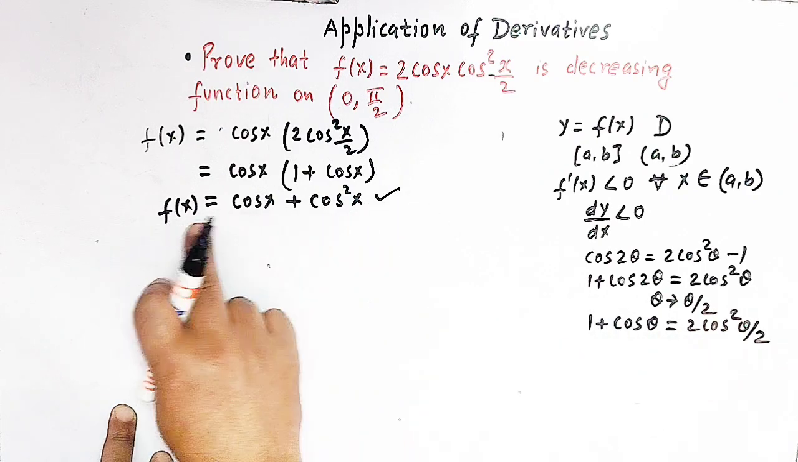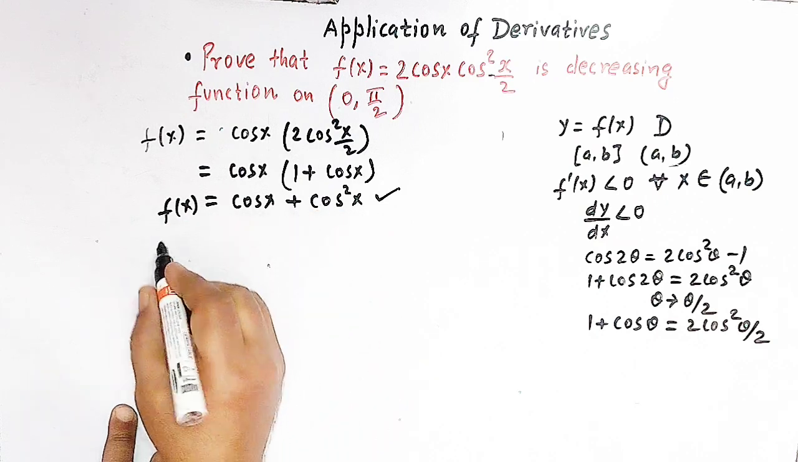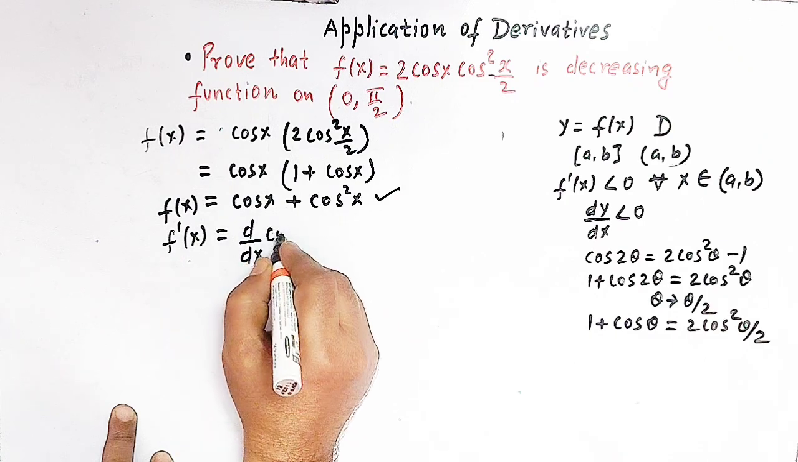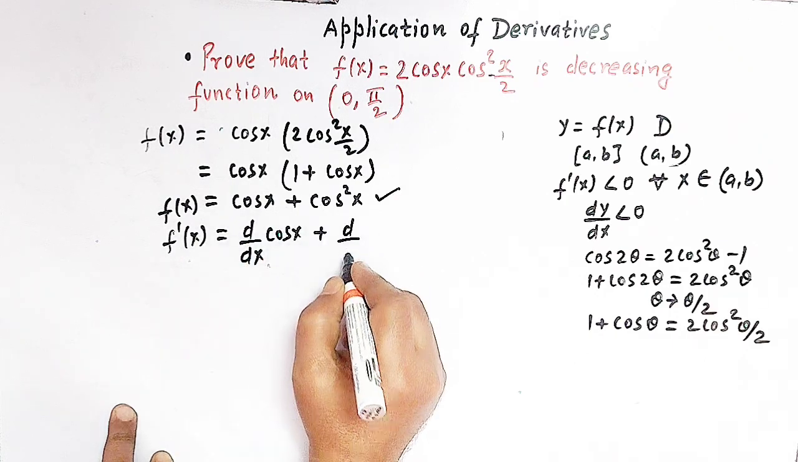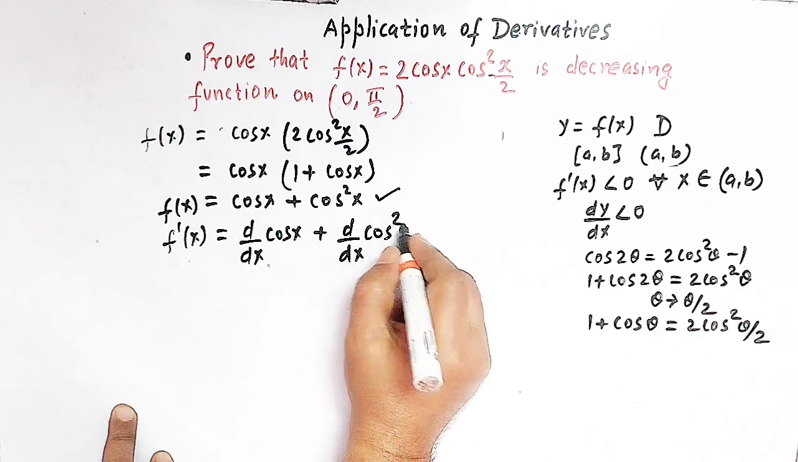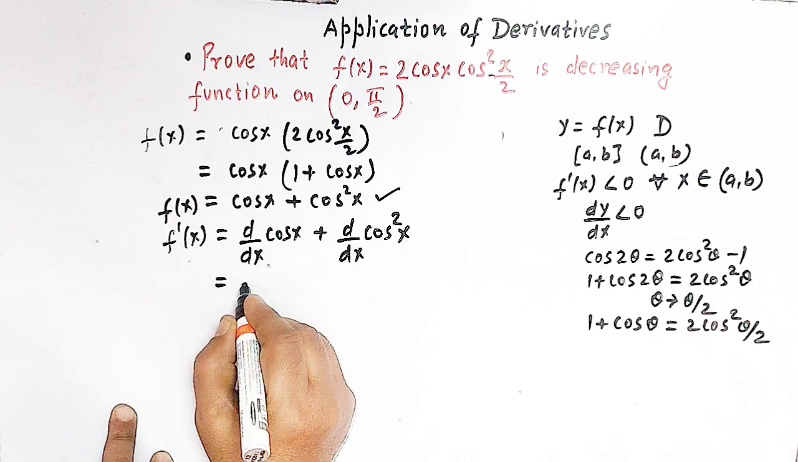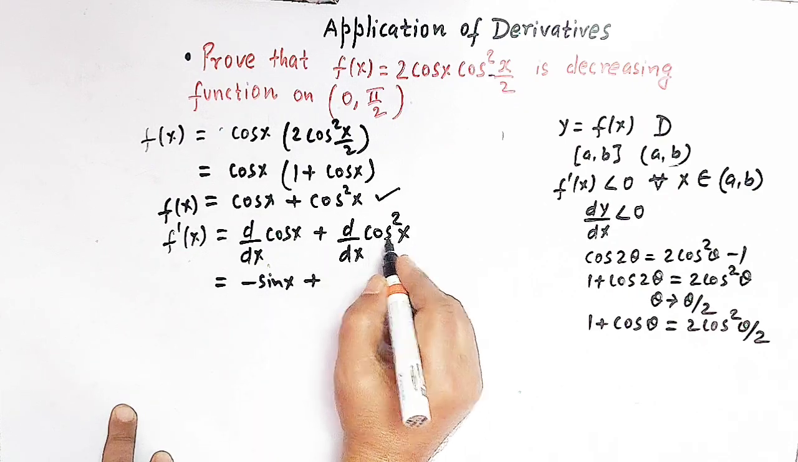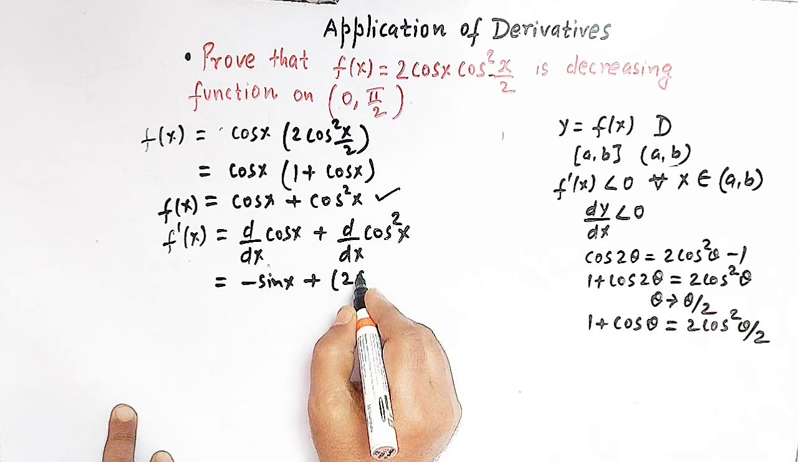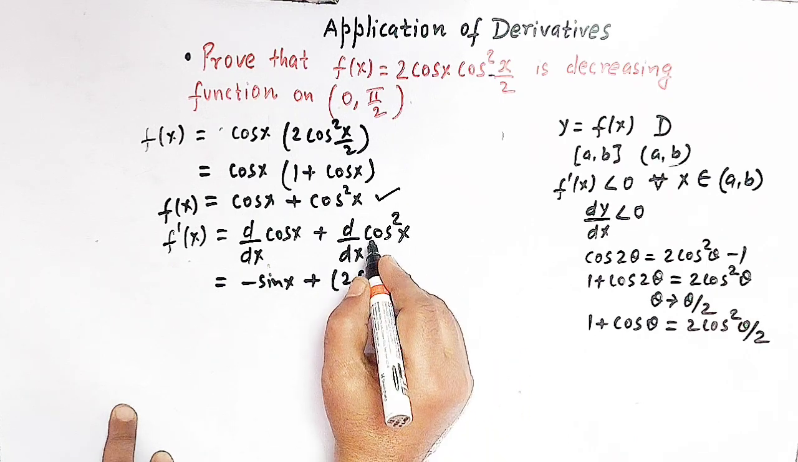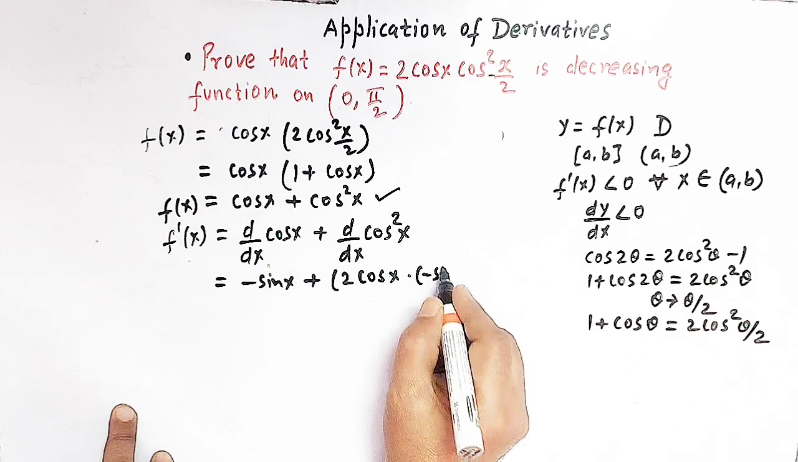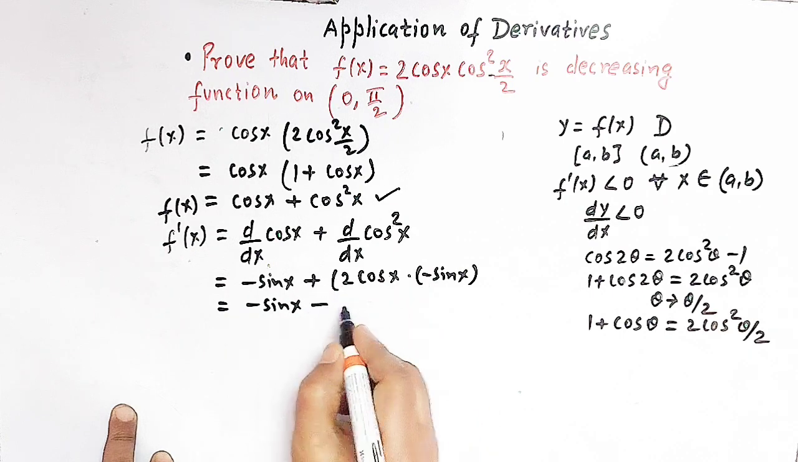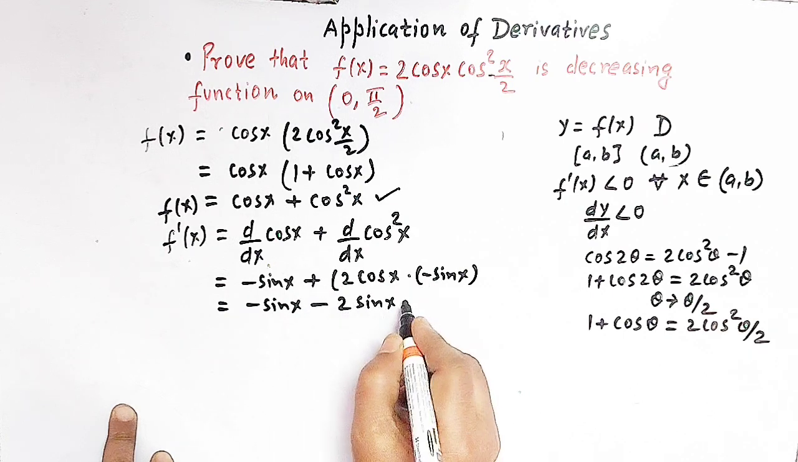So now let us find out the derivative of f of x with respect to x. So f prime of x is equal to d by dx of cosine x, and then we have d by dx of cos square x. Now the derivative of cos x is minus sine x, and here we have the derivative of cos square x as 2 cos x, and then by chain rule the derivative of cos x is minus sine x. So now we have minus sine x, and here we have minus 2 sine x cos x.